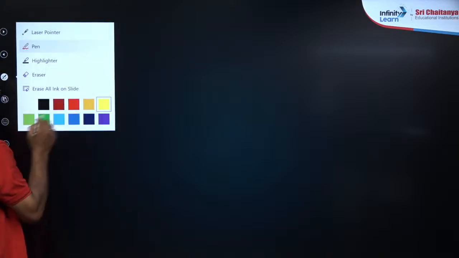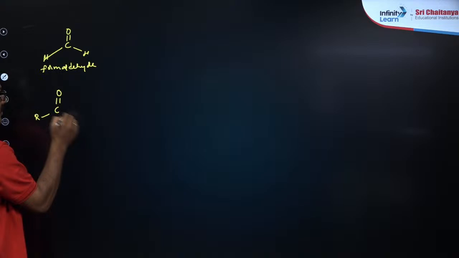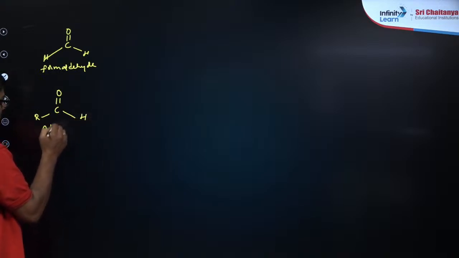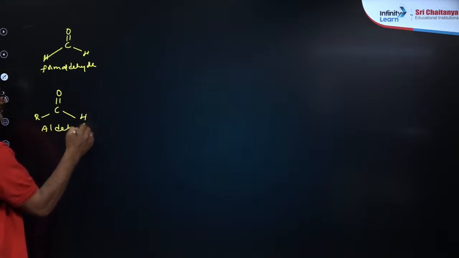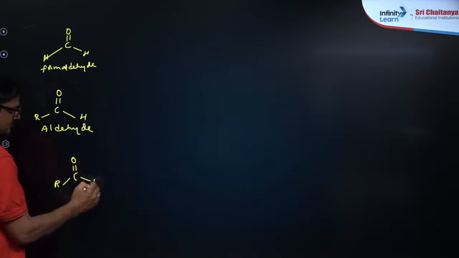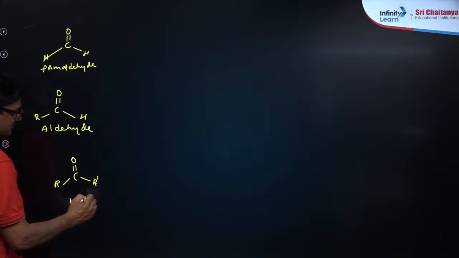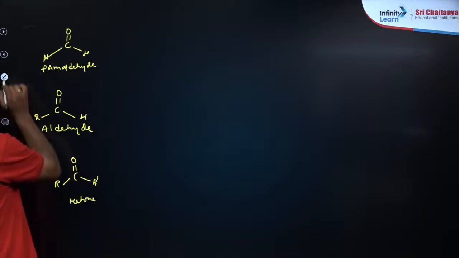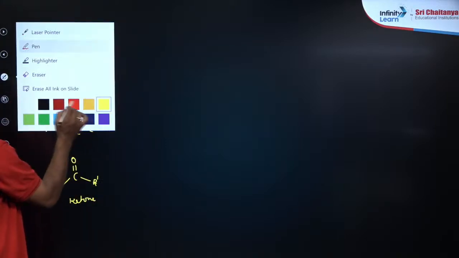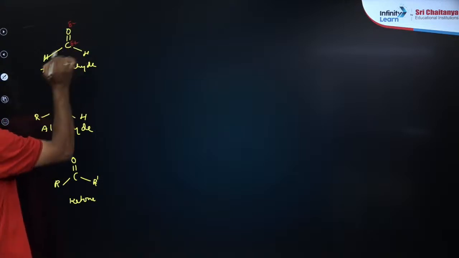And you can see one more: other than formaldehyde, any aldehyde. You can see ketone. This is your ketone, right? So when you see this, there is a partial negative charge and a partial positive charge.